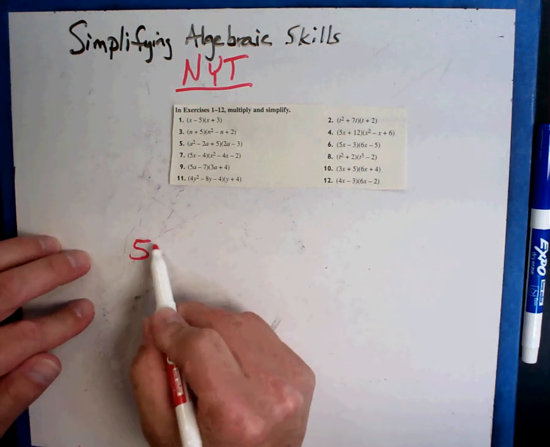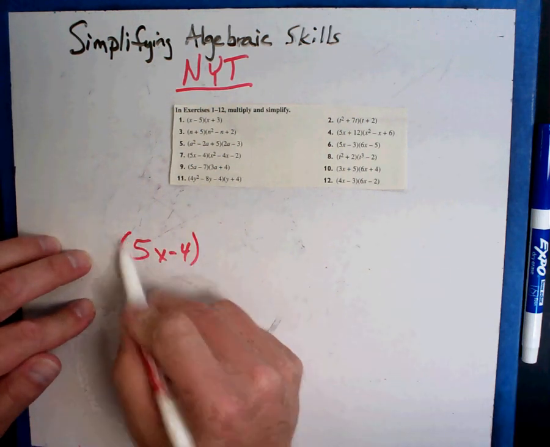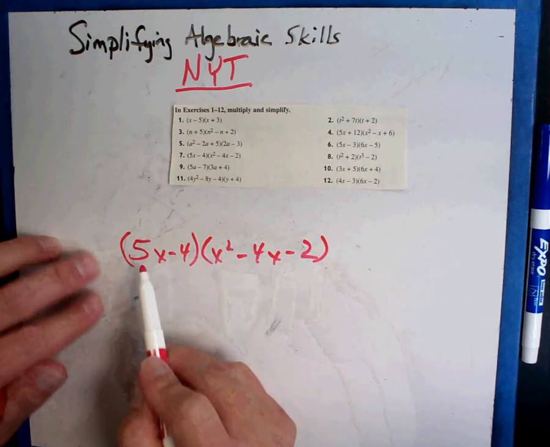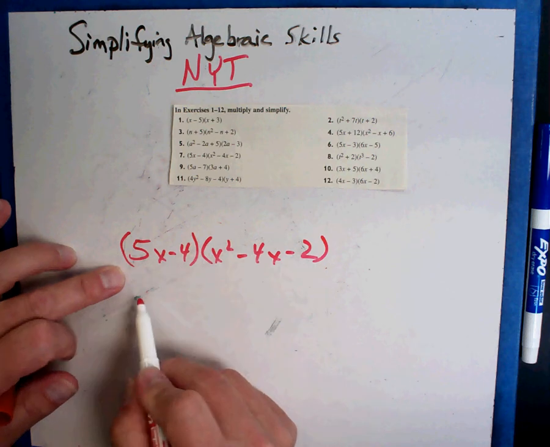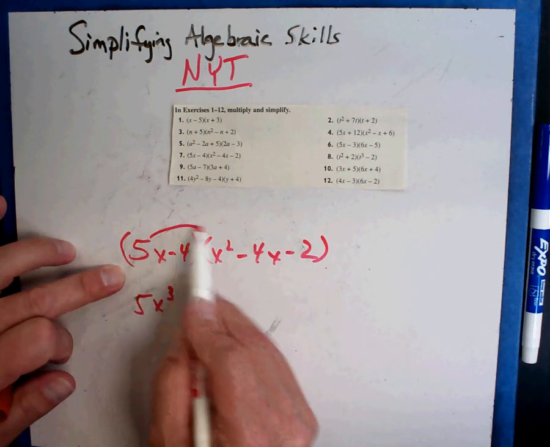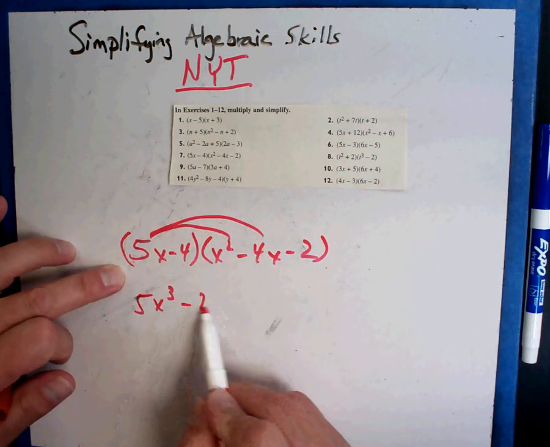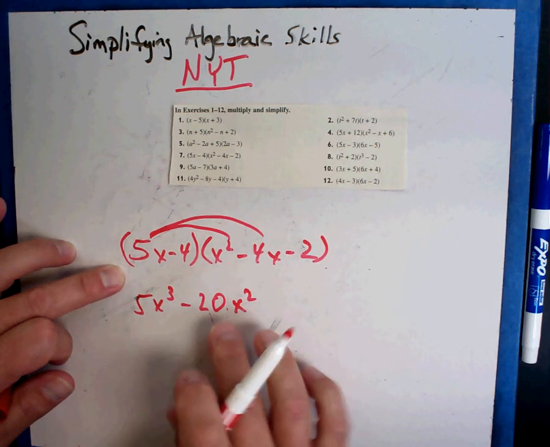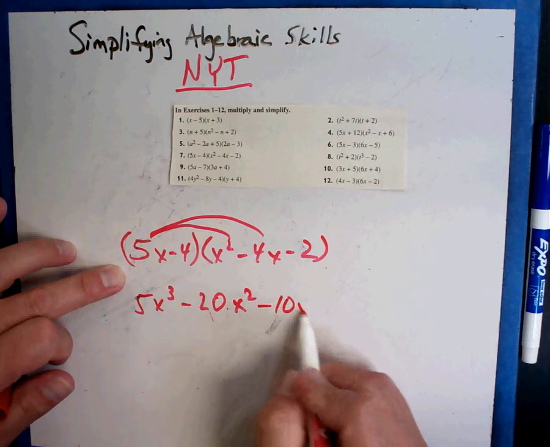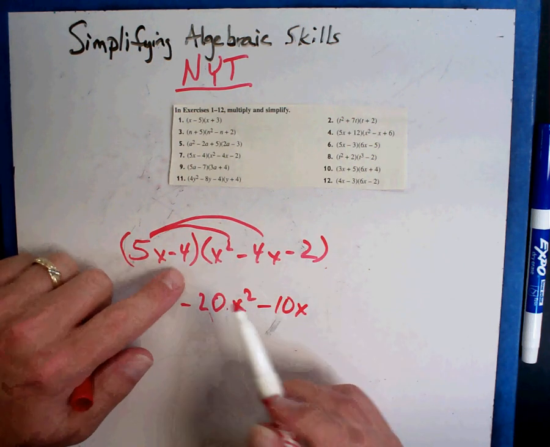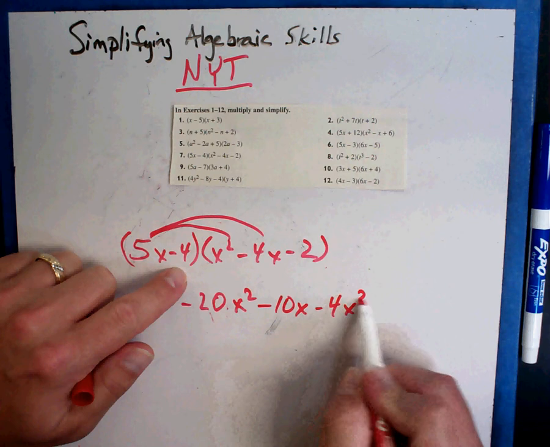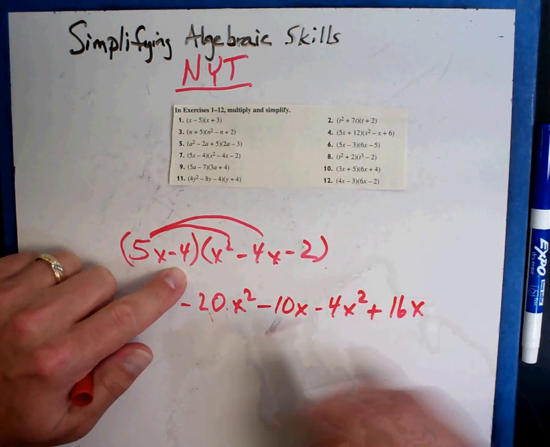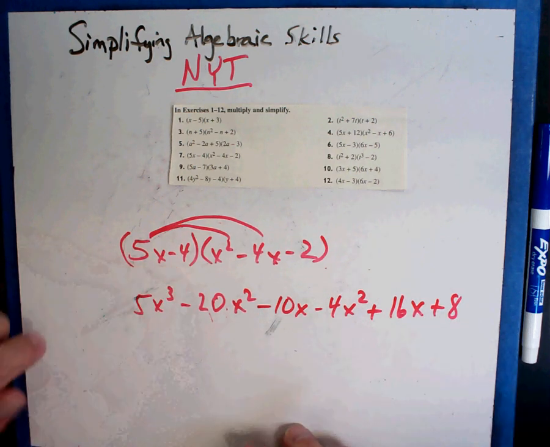Question number 7, 5x minus 4 and x squared minus 4x minus 2. So I'm going to take the first one and multiply it by everybody in the next one. So that's 5x to the 3rd, and then minus 20x squared. Let me fix that real quick. 20x squared minus 10x. And then I'm going to do the same with the -4. Minus 4x squared plus 16x plus 8. So I'm going to take my like terms.